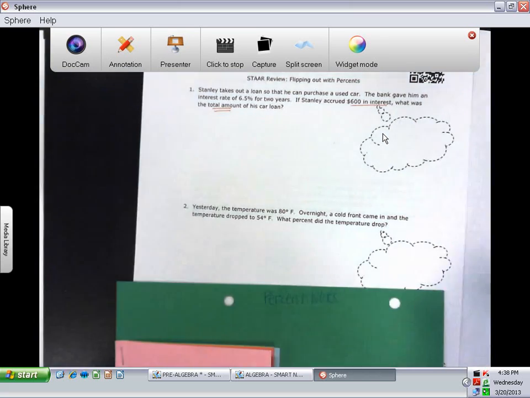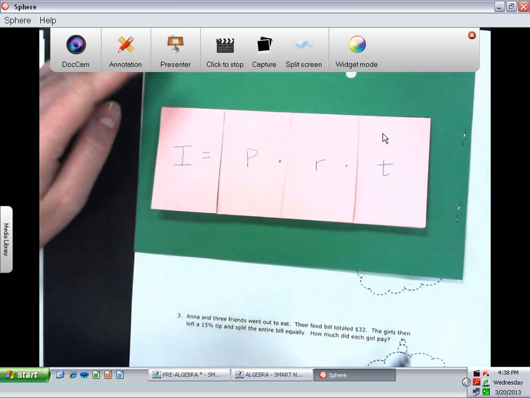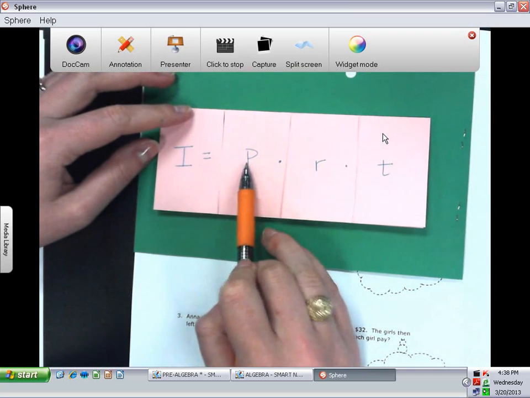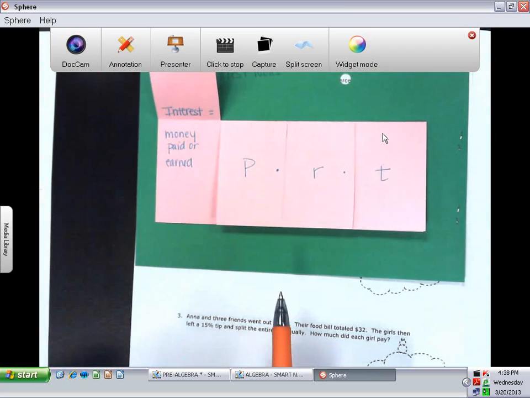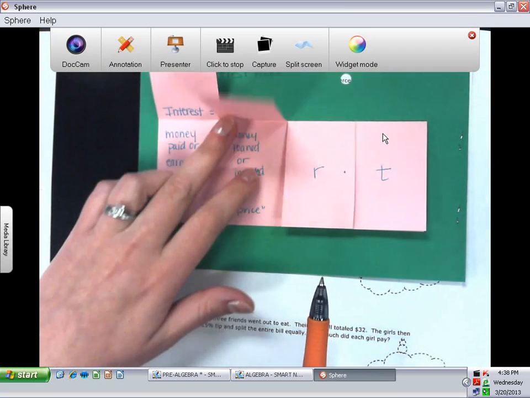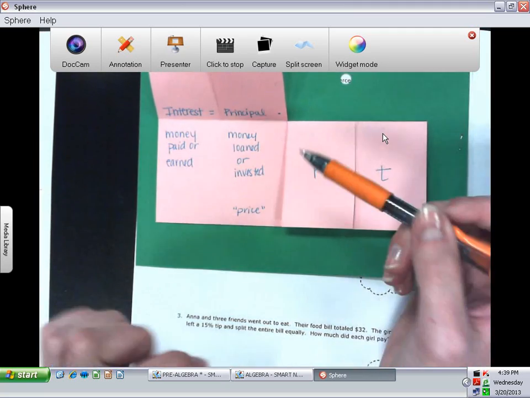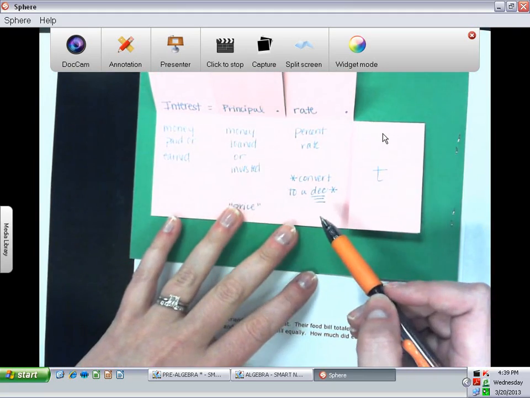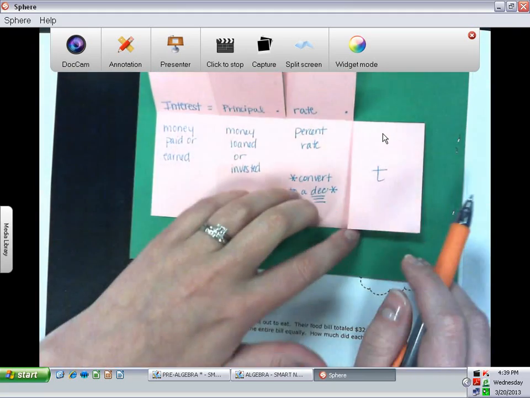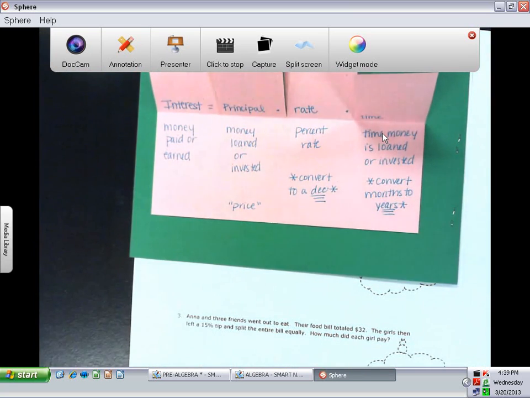So I'm going to go to my foldable, and on the back is my interest. And I know I have the formula, I equals PRT. Remember that I is your interest, that's the money that you have paid, or the money that you earned. P is your principal, that's how much you borrowed or how much was invested. R is your rate, and remember it's really important to write it as a decimal. And T is your time, and time is in years, so make sure you write it in years.